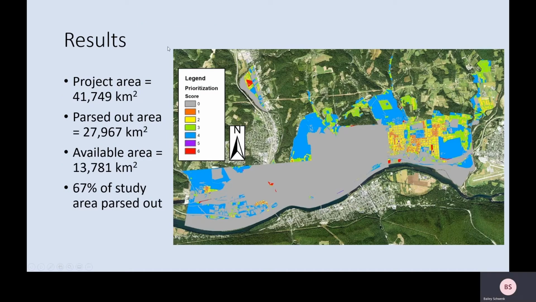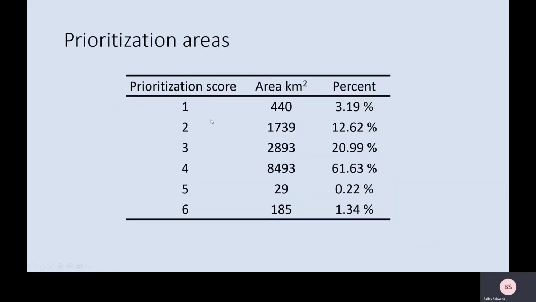Here is the final prioritization that was done with the score listed on the side. The total project area was around 41,749 kilometers squared. And of that, 27,967 kilometers squared, or around 67% of it, was parsed out and is shown by a score of 0, which means that BMPs cannot be used in that area. That left only about 23% of available area to build BMPs in.